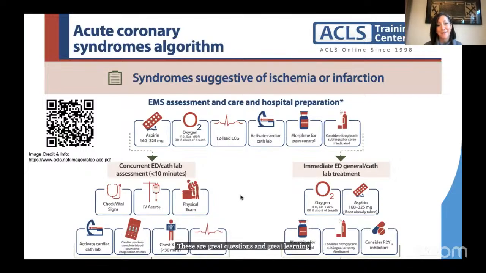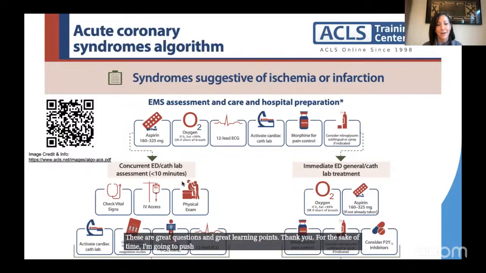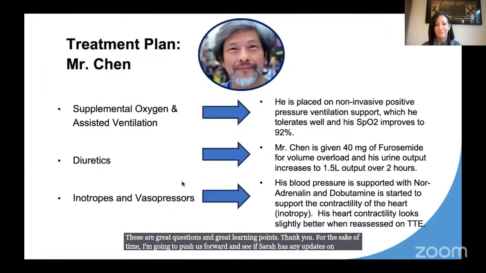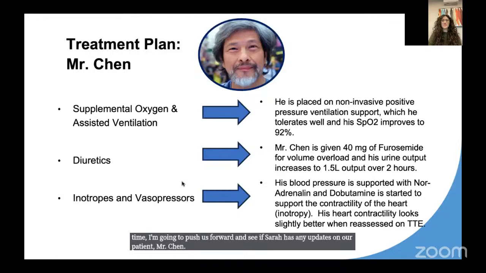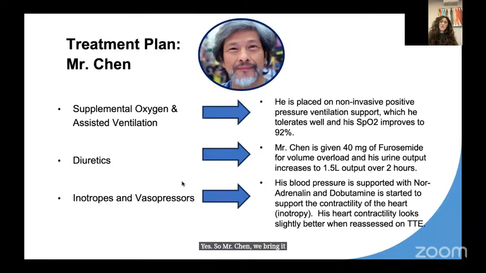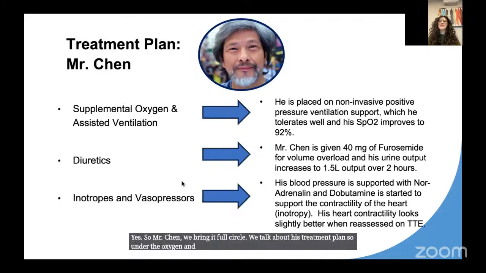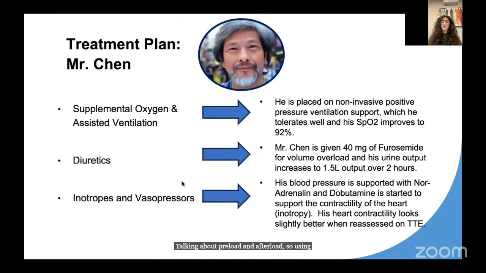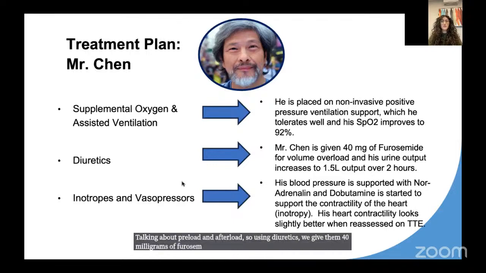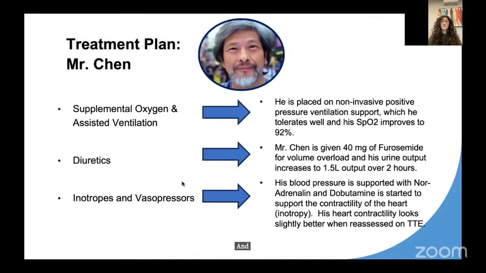Thank you. For the sake of time, I'm going to push us forward and see if Sarah has any updates on our patient, Mr. Chen. Yes. So, Mr. Chen, we bring it full circle and talk about his treatment plan. Under oxygen and assisted ventilation, we place him on non-invasive positive pressure ventilation support, which he tolerates really well, and his SpO2 improves to 92%. Talking about preload and afterload, using diuretics, we give him 40 milligrams of furosemide for volume overload, and his urine output increases to 1.5 liters over 2 hours, which is really great.